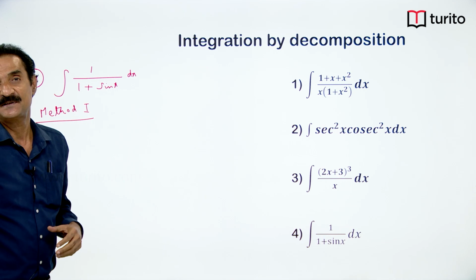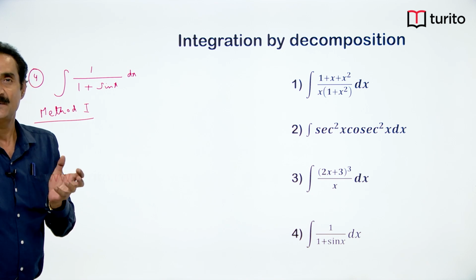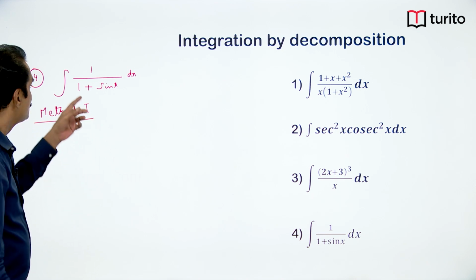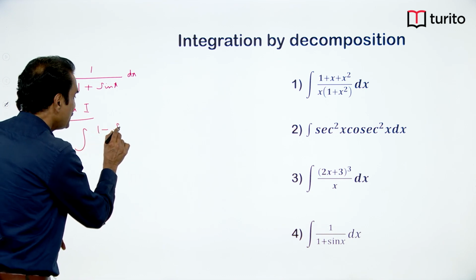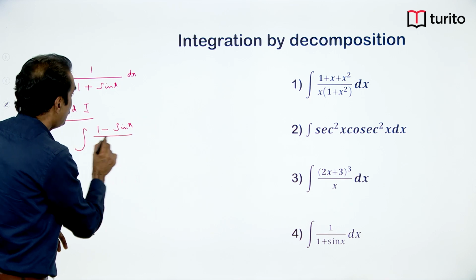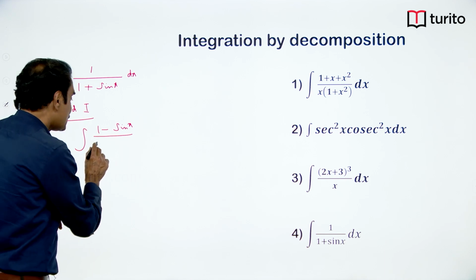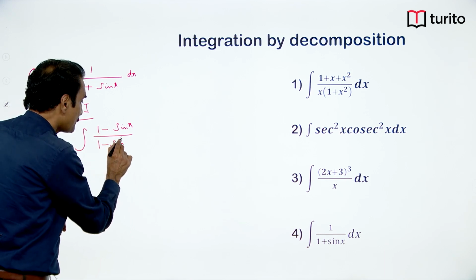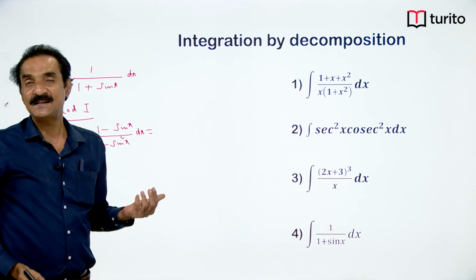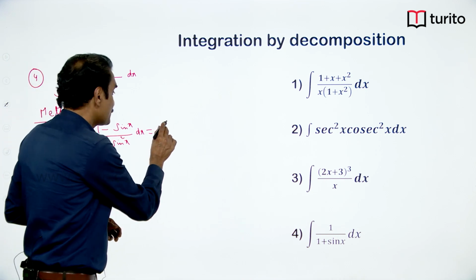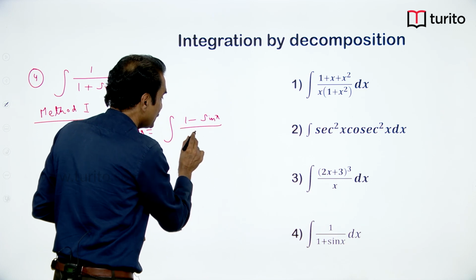What is the conjugate of 1 plus sin x? It is 1 minus sin x, just by changing the sign in between, we call it the conjugate generally. So, multiplying and dividing by 1 minus sin x, we get 1 minus sin x by, what is 1 plus sin x into 1 minus sin x? It is 1 minus sin square x. We know that 1 minus sin square x is cos square x. So, it is 1 minus sin x by cos square x.